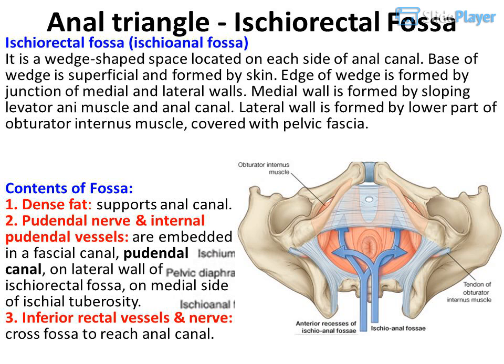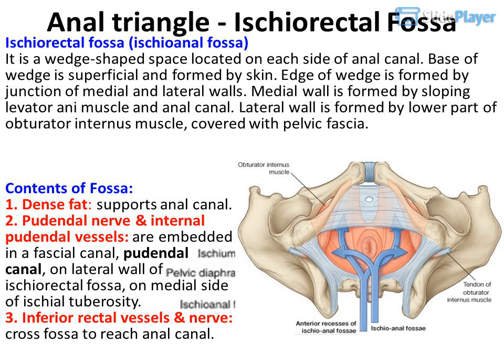Ischiorectal fossa, or ischioanal fossa. It is a wedge-shaped space located on each side of the anal canal. The base of the wedge is superficial and formed by skin. The edge of the wedge is formed by the junction of the medial and lateral walls. The medial wall is formed by the sloping levator muscle and anal canal. The lateral wall is formed by the lower part of the obturator internus muscle, covered with pelvic fascia.